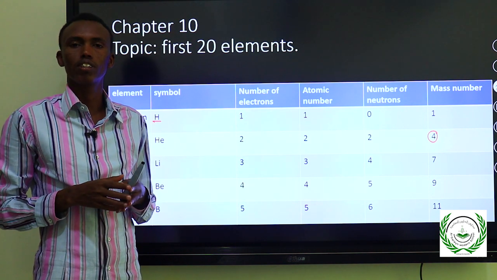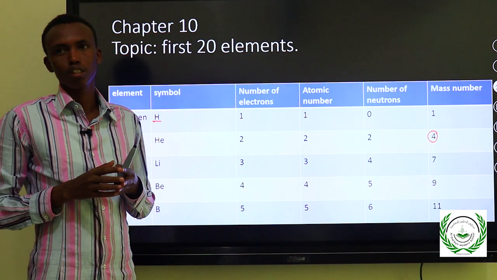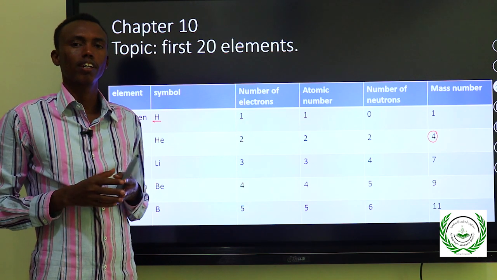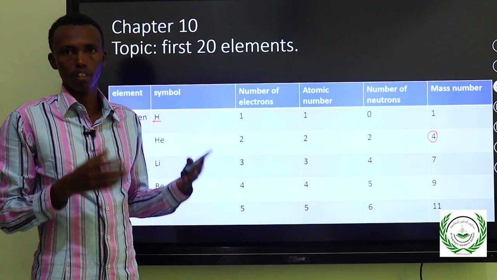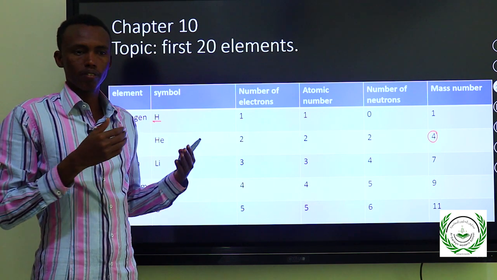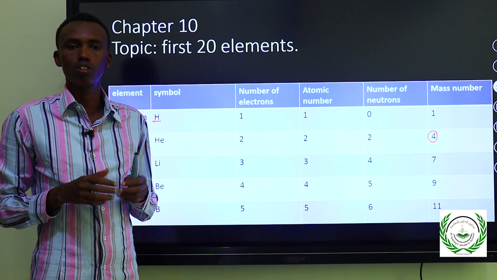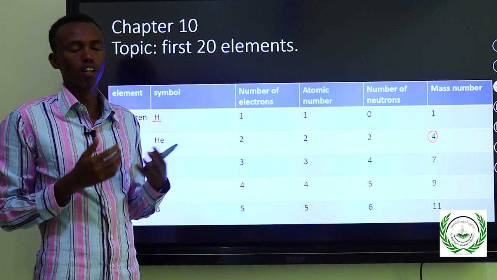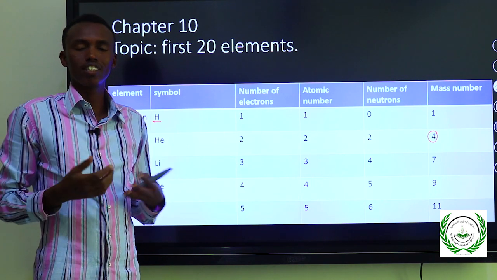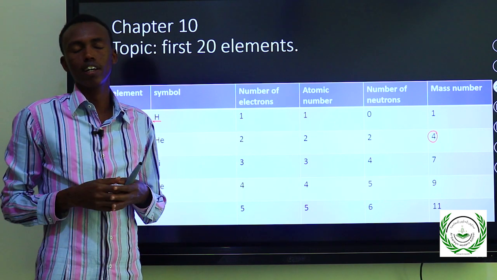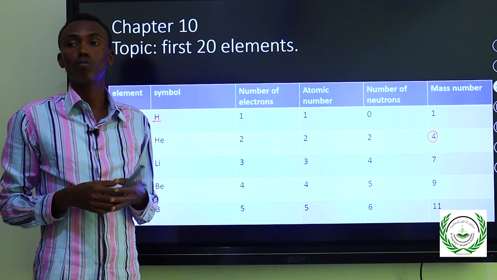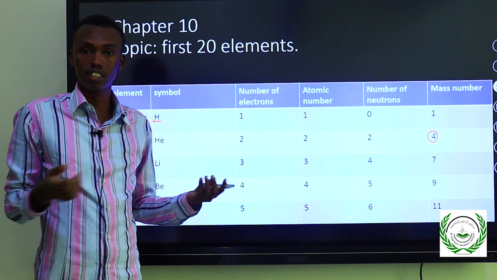Okay, so today we are going to discuss the symbols, and also the number of electrons and number of neutrons of the first 20 elements. But before we proceed with today's lesson, we will do a little recap. We will try to calculate the mass number of those elements, and using this formula we can also calculate other things, for example the number of protons and number of neutrons of those elements by using the same formula.